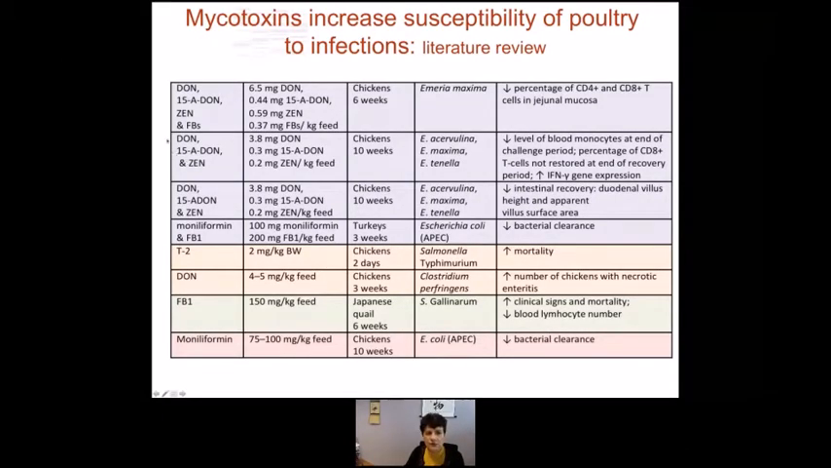With also DON acetylated form, there was an effect after infection with Escherichia. There was an effect with E. coli, Salmonella, Clostridia, Salmonella gallinarum, or also E. coli. So there is a lot of evidence that the fact that mycotoxins alter the immune system will increase susceptibility to infection. Here it's a review on poultry, but I can have the same slide on pigs, for example.